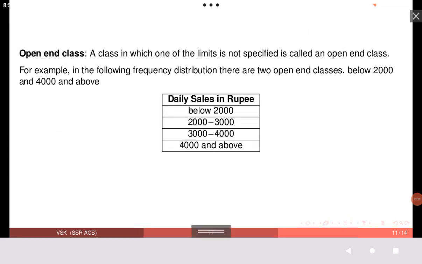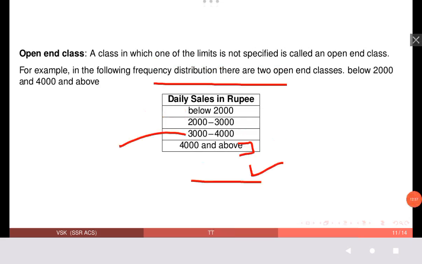Now what is meant by open end class? Open end class means one of the boundaries will not be there. These are not open end classes, because 2000 to 3000 is given, 3000 to 4000 is given. But this is called an open end class. Why? Because the upper boundary is not specified. This will be the low open end class. Why? Because the lower boundary is not specified. So these types of classes, in which one of the limits is not specified, are called open end classes.